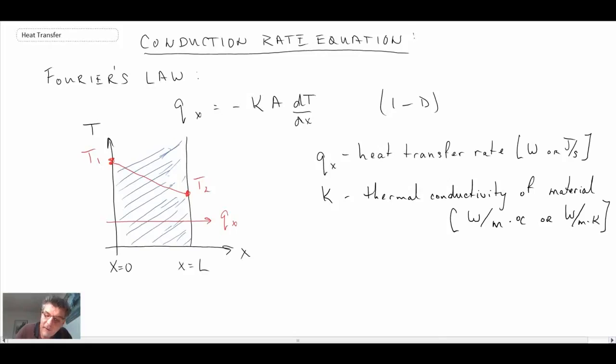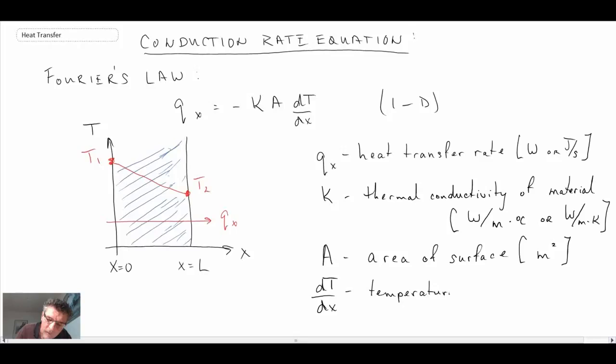And the next term that we have is A, the cross-sectional area through which the heat is being transferred. So that's the area of the surface, and that will be in units of meters squared. And then finally, we have dT by dx. That is the temperature gradient in the direction of heat transfer. And that is what is driving the heat transfer to take place. And the units there are degrees C per meter, or could be Kelvin per meter. Given that we're looking at a difference, it doesn't matter if it's degrees C or Kelvin.